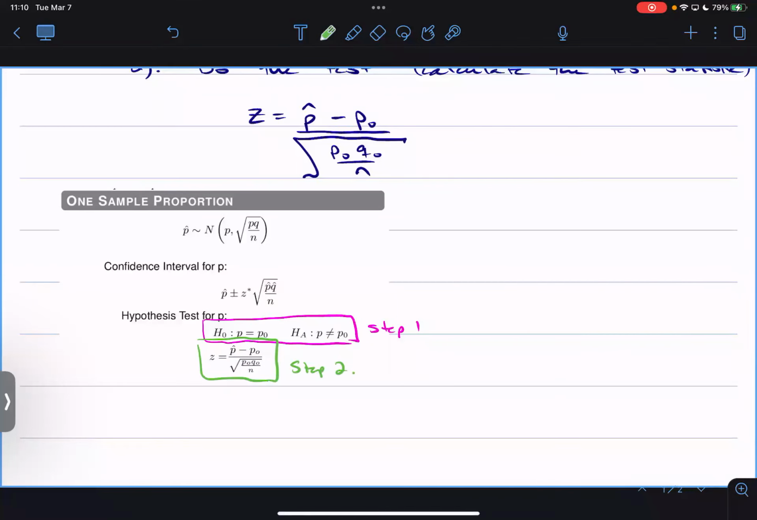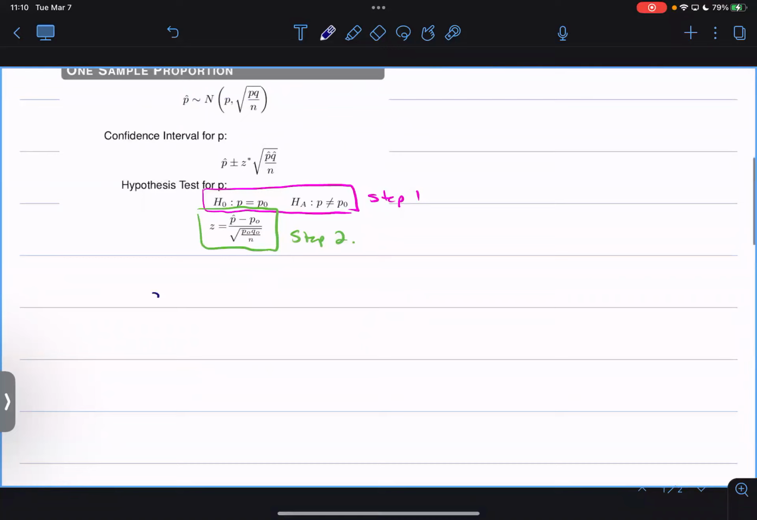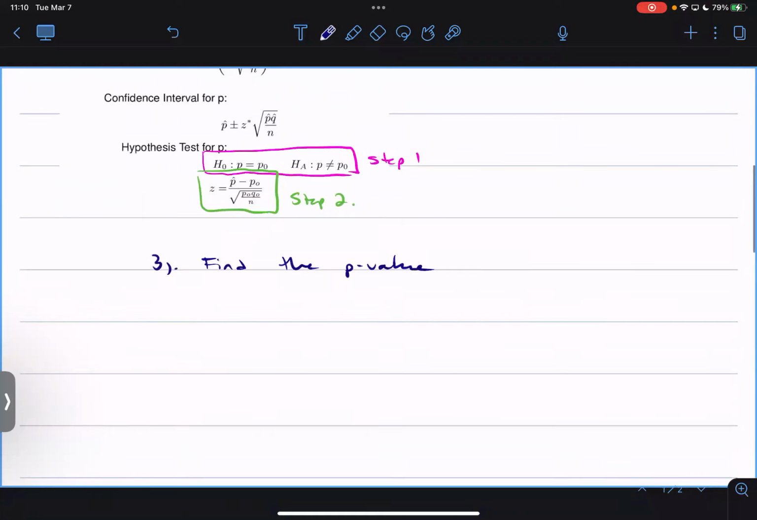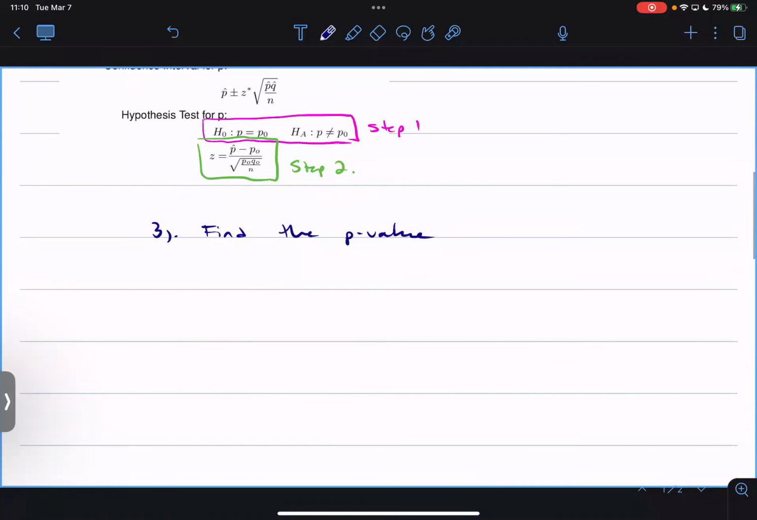All right, calculate the test statistic. Then step 3 is find the p-value. So what's going to happen is we have 3 different scenarios, and they all track back to the alternative hypothesis.